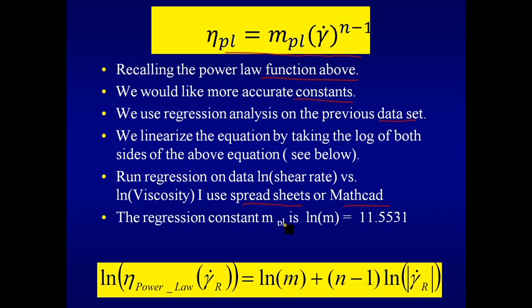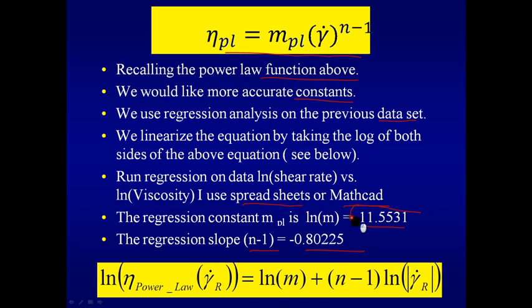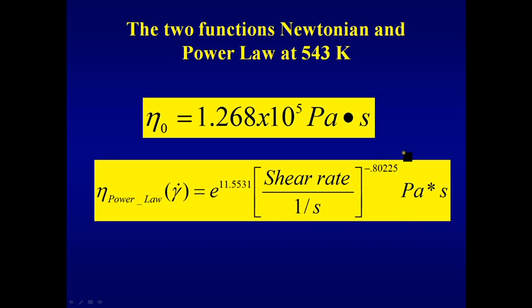Regression constants. MPL is 11.55, which is slightly different than the one we got before. And the regression slope, n-1, is 0.225, which is also different than we got before. These two are much more accurate than the ones we did linear by hand. So now we have two functions at 543K. We have the Newtonian viscosity, and we have the power law viscosity as a function of shear rate.